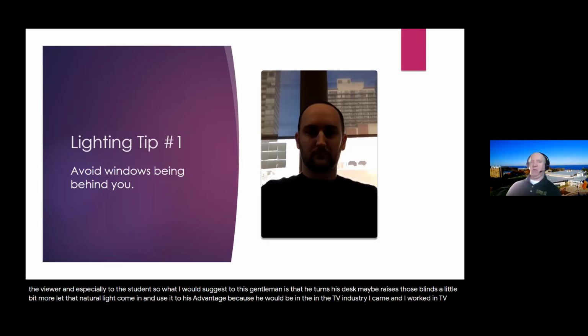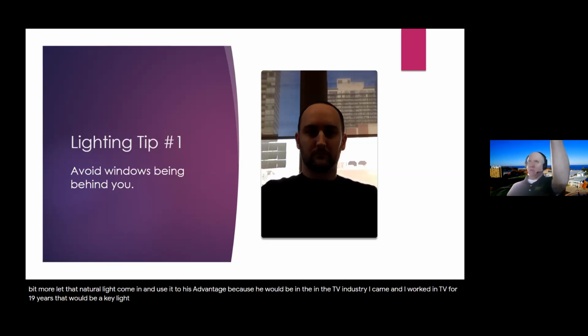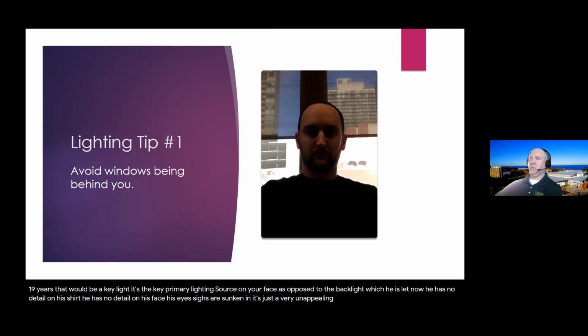be in the TV industry. I worked in TV for 19 years. That would be a key light. It's the key primary lighting source on your face, as opposed to the backlight, which he is lit with now. He has no detail on his shirt. He has no detail on his face. His eyes are sunken in. It's just a very unappealing picture.